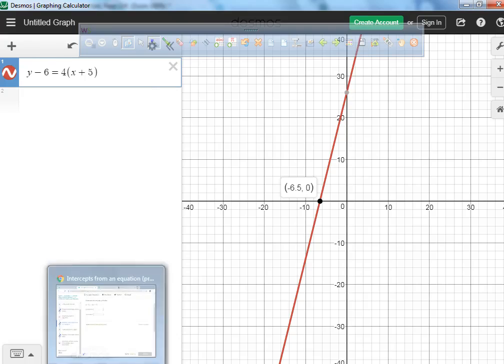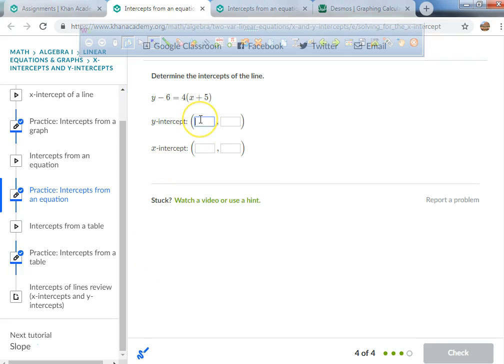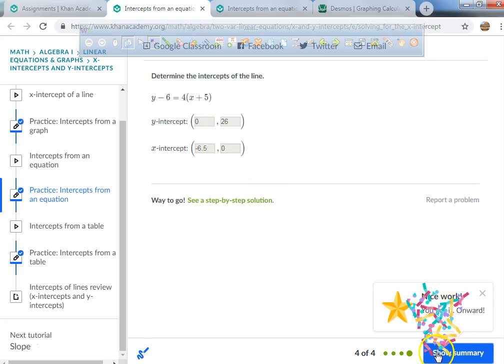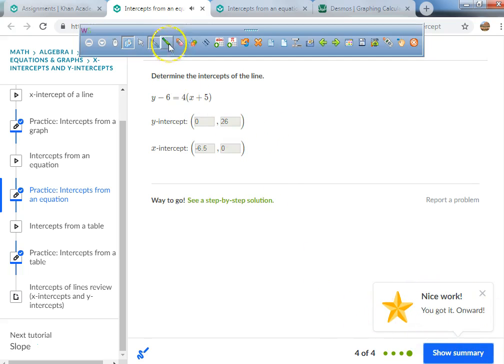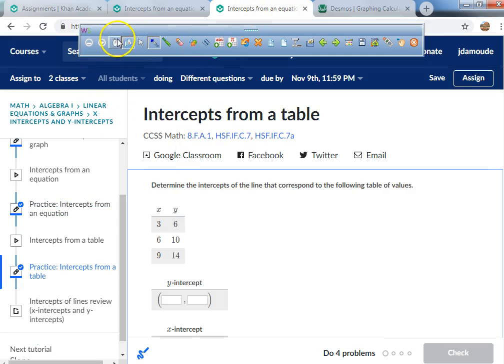All right, so I'm going to go back over. I'm going to type in my y-intercept, which was 0 and 26. And then my x-intercept was negative 6.5 and 0. Okay? So that's how you can do it with an equation. Now we're going to do it from a table. We're going to do 2 questions from a table.